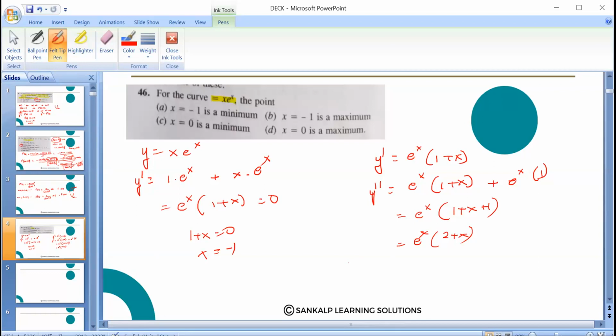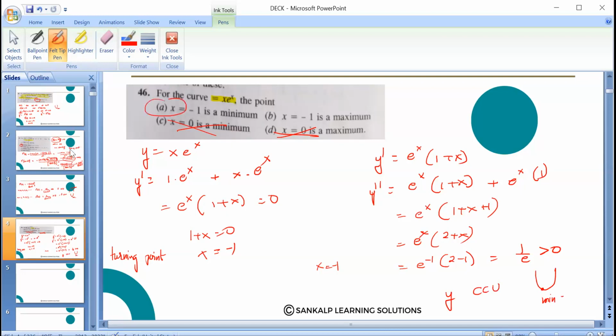At x equal to negative 1, the turning point, because we got the turning point negative 1. So C and D can cancel. We will have e power negative 1, 2 minus 1, 1 by e, which is positive. So y is concave up. That means there is a minimum. Option A is correct.